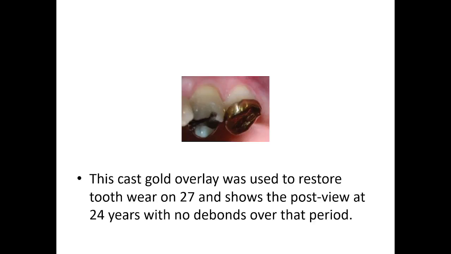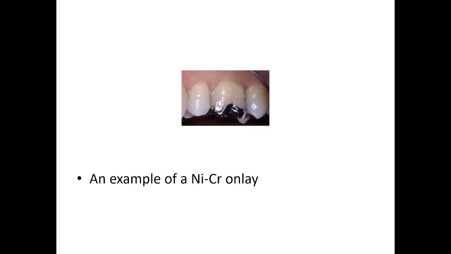This cast gold overlay was used to restore tooth wear on tooth 27 and shows the post view after 24 years with no debonds over that period. So you see how much it can last longer. This is also another example of nickel chromium onlay where the patient cannot afford to pay for the gold.